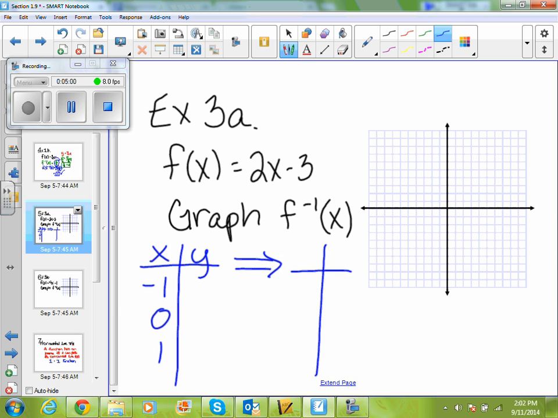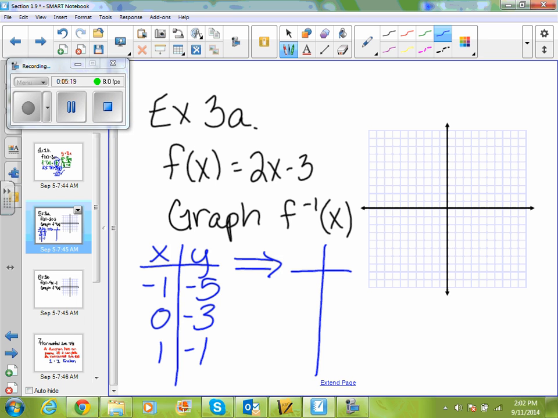So let's start by finding these. Negative 1 plugged in, 2 times negative 1 minus 3 is negative 5. 0 plugged in, 2 times 0 minus 3 is negative 3. And 2 times 1 minus 3 is negative 1.